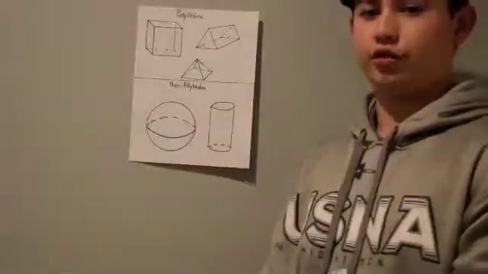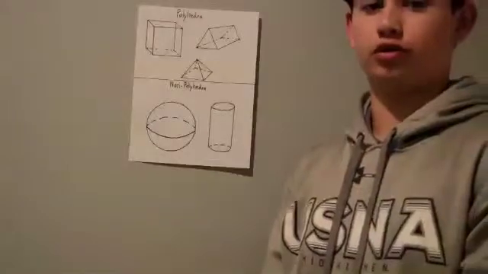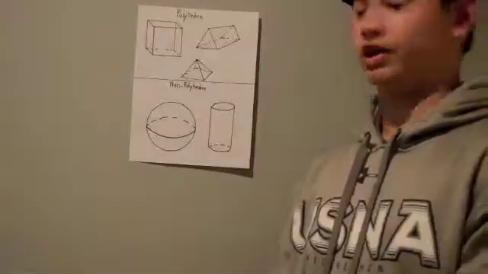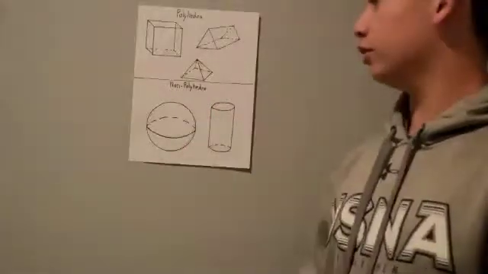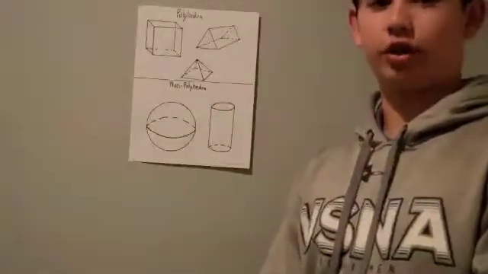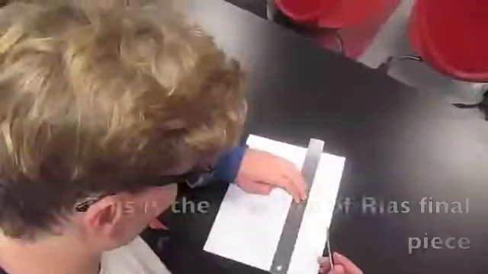A polyhedron is a 3-dimensional figure with flat faces, straight edges, and sharp corners. A few examples of this are a cube, a triangular prism, and a pyramid. A few examples of non-polyhedrons are spheres and cylinders.